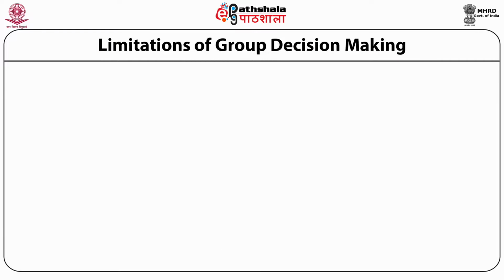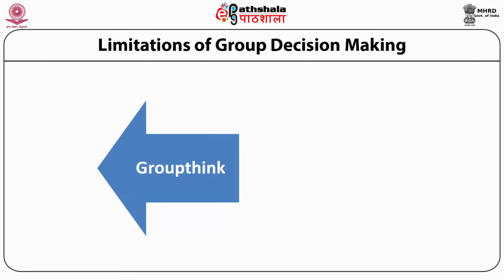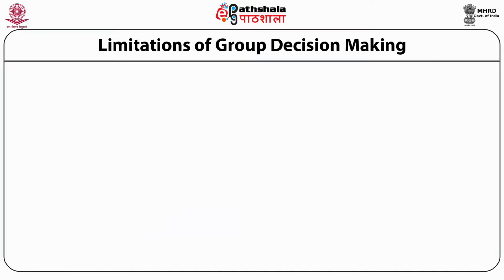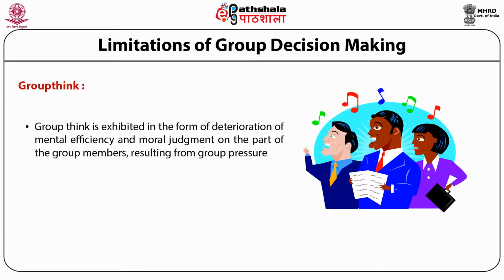Apart from the various advantages of group decision making, there are certain limitations also which can take place in group decision making. This is visible in the nature of two concepts, one of which is called groupthink and the other is called group polarization. Let's find out what are these two. Now, groupthink is a term which is exhibited in the form of deterioration of the mental efficiency and moral judgment on the part of the group members resulting from group pressure.